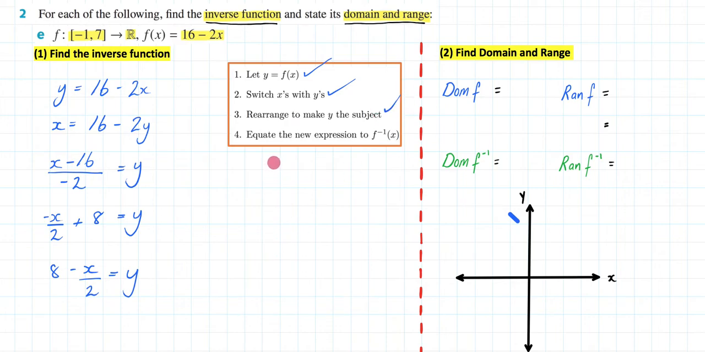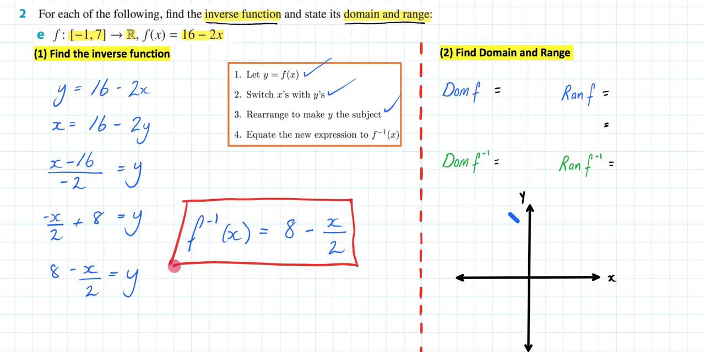And then the final step is to equate the new expression to the inverse function of x. So I will do that. f inverse of x equals 8 minus x over 2. And that right there is my answer. Perfect. So we've done the first part of the question, which is finding my inverse function.